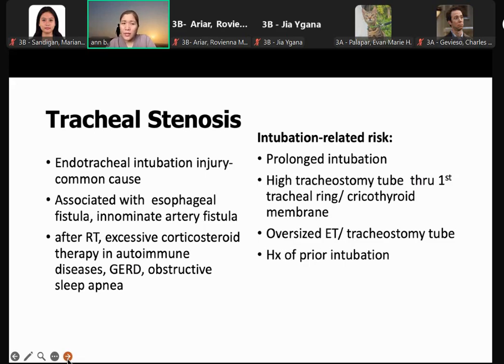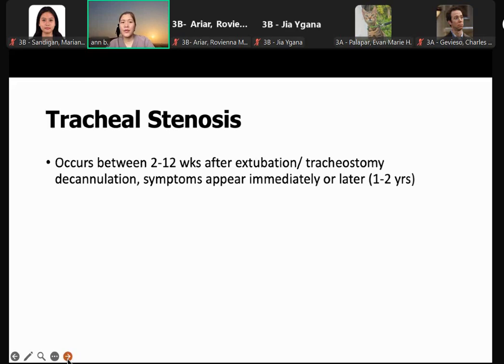Also, a history of prior intubation, with your patient intubated again, could cause further injury and lead to tracheal stenosis. Traumatic intubation can also cause it: sometimes during intubation, a wound is created that heals and forms a scar. That could also cause tracheal stenosis. It occurs between 2 to 12 weeks after extubation or tracheostomy decannulation.